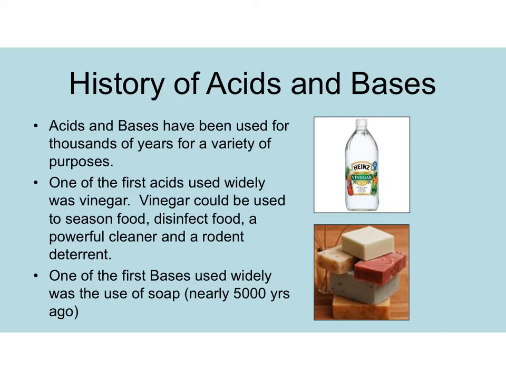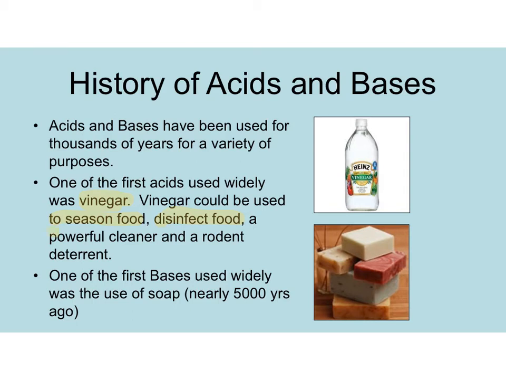One of the first acids widely used was vinegar. Okay? Vinegar is basically a digestible acid. It's something that we can get nutrition from, and it can help preserve our food. So vinegar could be used to season food, so we put vinegar on food. It's a disinfectant for food as well, okay, because this acid is not strong enough to hurt us, but it's strong enough to basically burn bacteria or burn virus away. So that's how it disinfects food.